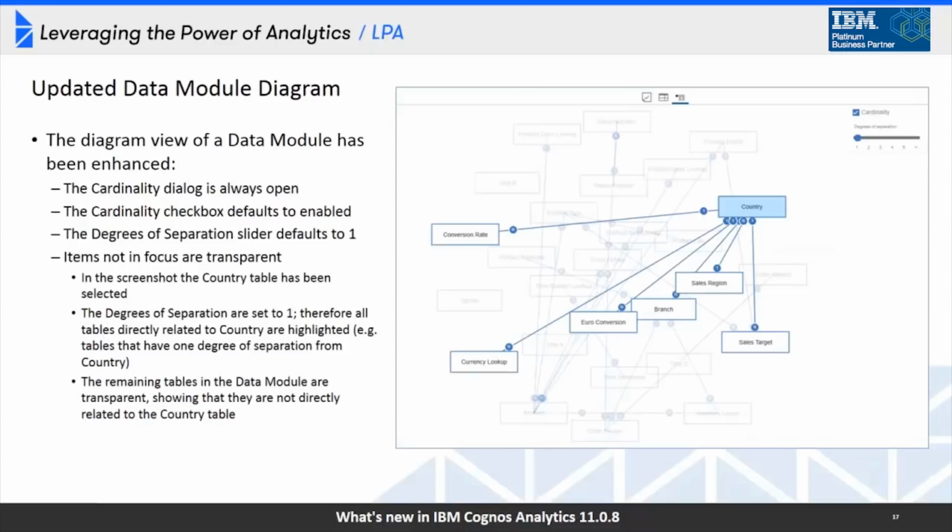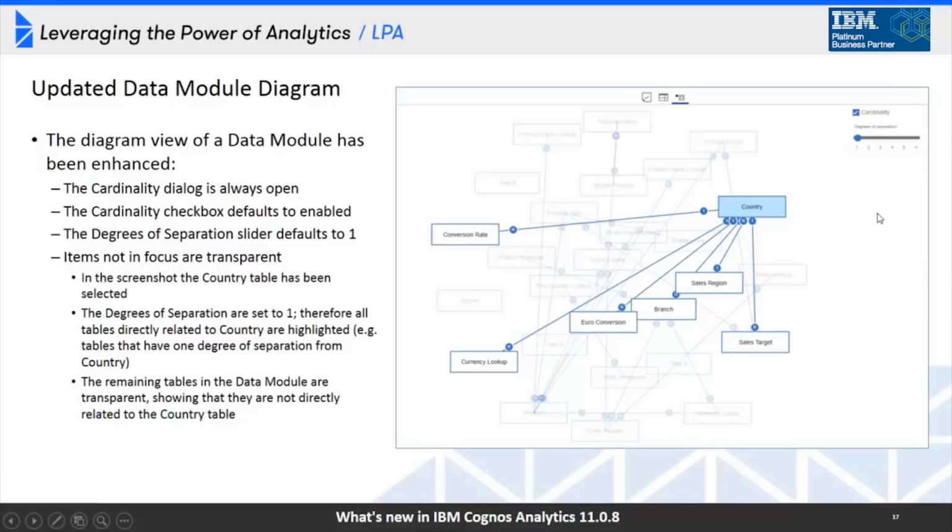And finally, the data module diagram has been changed in the product. So heretofore, the diagram has had the ability to show cardinality and to set degrees of separation. But the default in the diagram on a data module has been not to show cardinality and to have the degrees of separation set to infinity. In other words, it did not filter the diagram based on the degrees of separation by default. And you actually had to click a button to show this little dialog that's here in the corner.